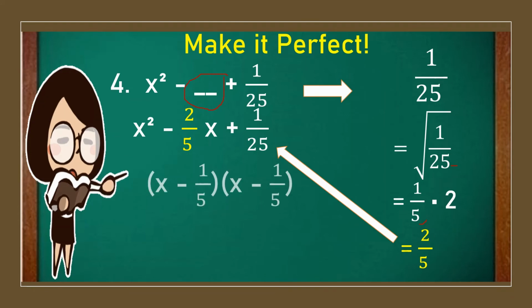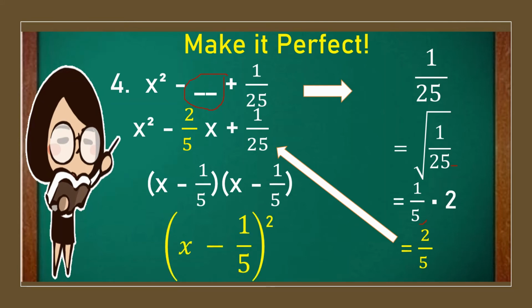So, what are the factors? So, the factors are the quantity x minus 1 over 5 times the quantity x minus 1 over 5. And the square of binomial is x minus 1/5 quantity squared. Yes, that is the answer.